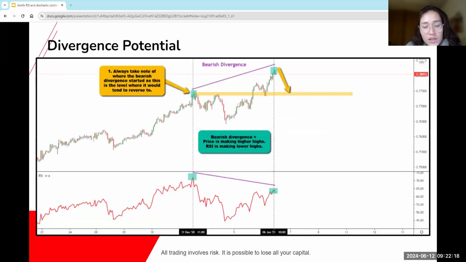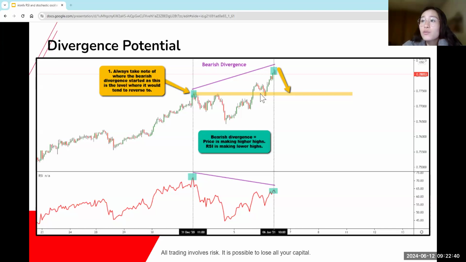Okay. Now let's take a look at divergence potential. In this example, we have an overlap level. An overlap level is basically when there are swing highs, as you can see here, and a swing low that line up in that same area. And it just means that the bulls and bears respect that area.